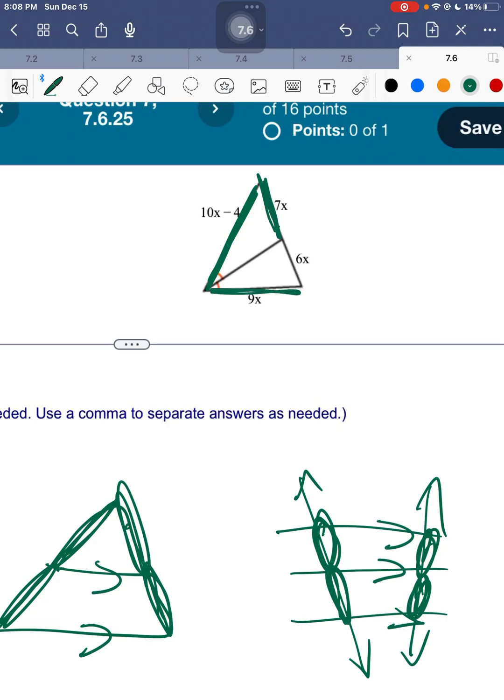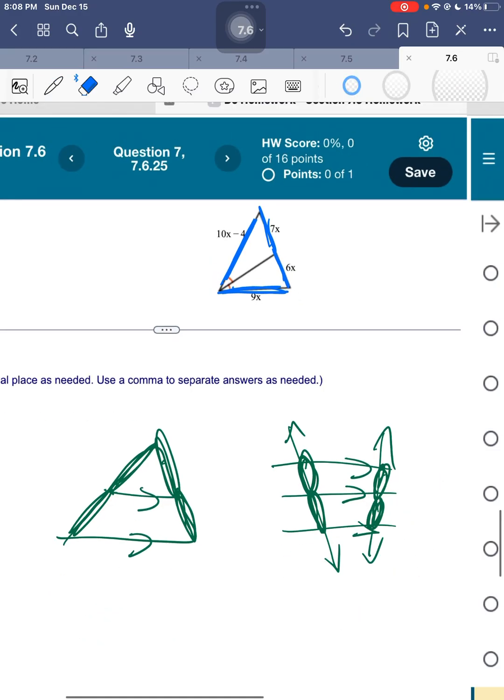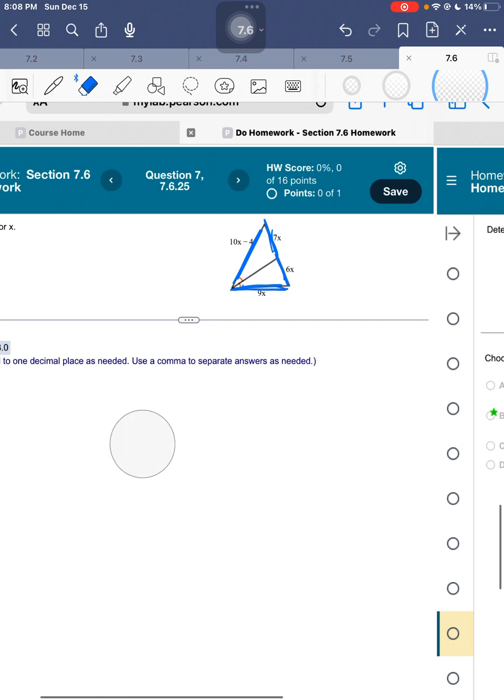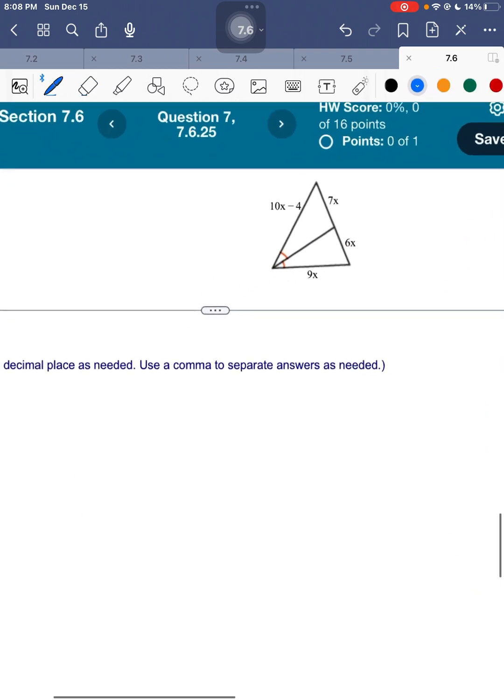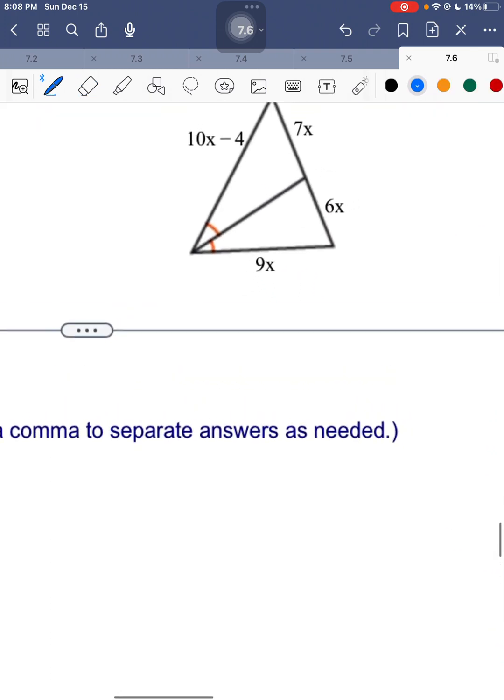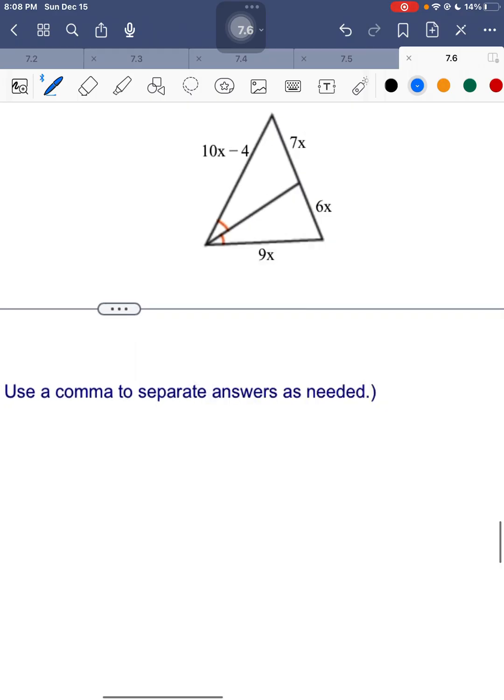Now we have this one. In an angle bisector, this to this is the same as this to that. Or this to this is equal to 7x to 6x. It's just setting up proportions. Once again, it's what we've been doing this entire time, right?